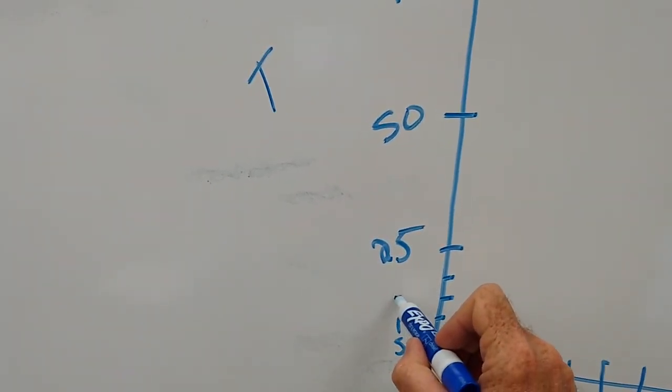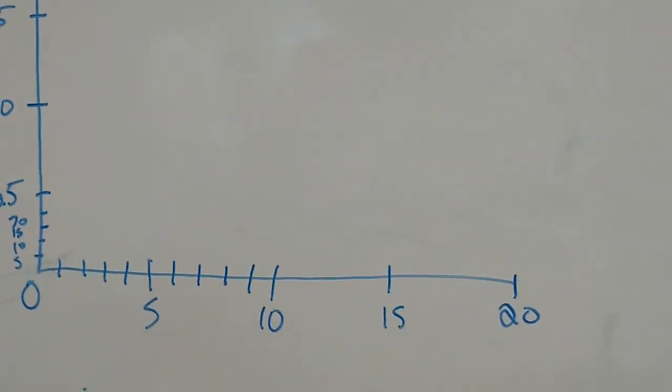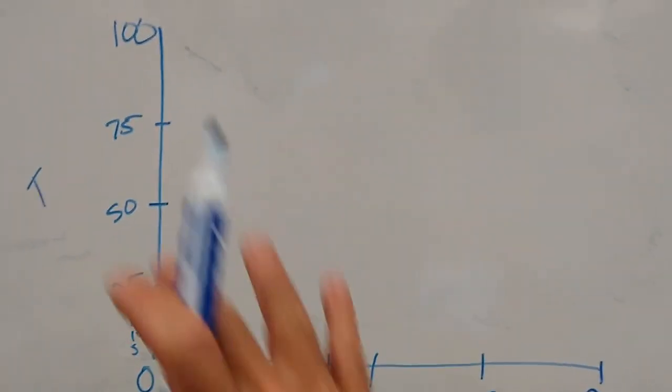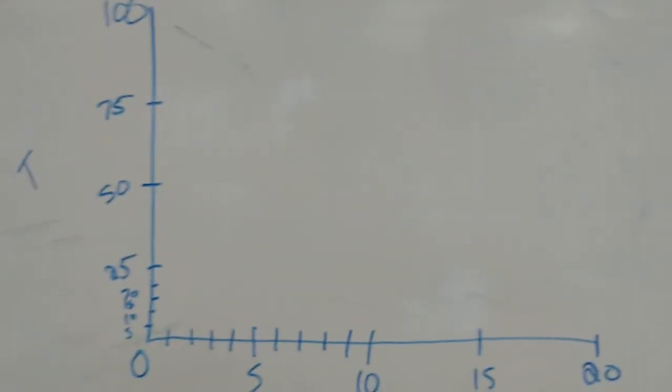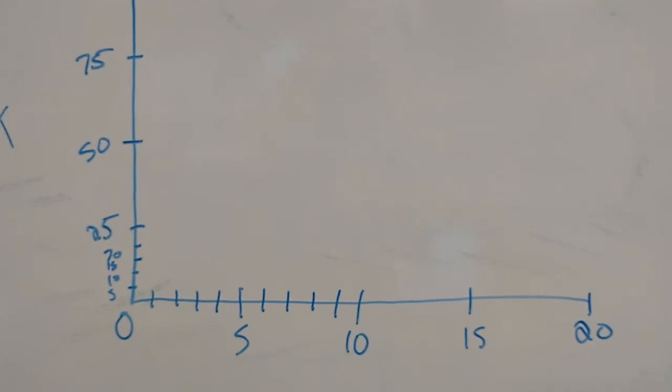Does that make sense to you? Right? So that's how you do it. That's how you can make a nice, neat graph. So you're going to turn into me a picture of the graph of the data from the picture that I gave you. Okay? And then we're going to talk about that more tomorrow.